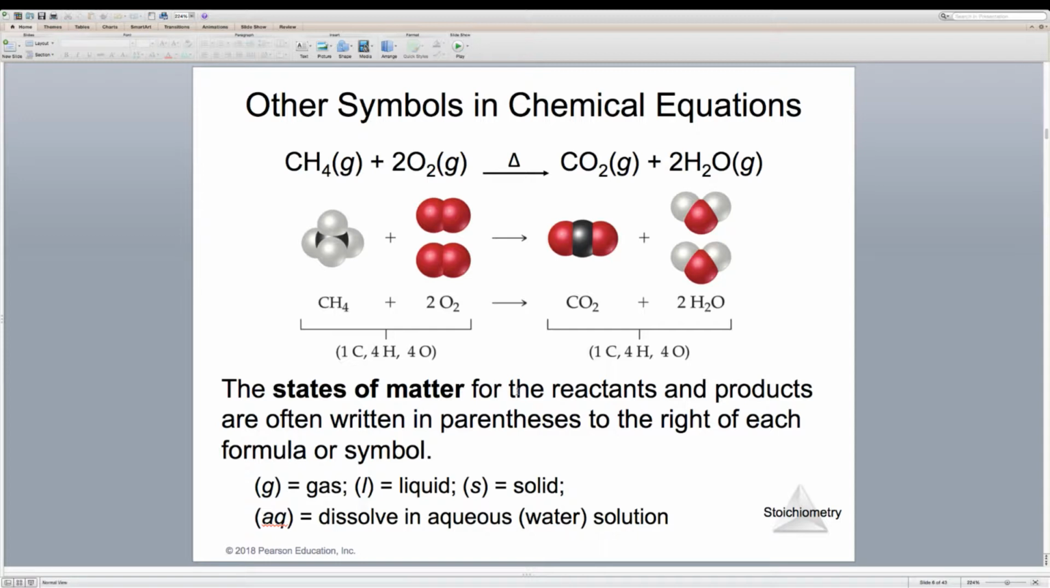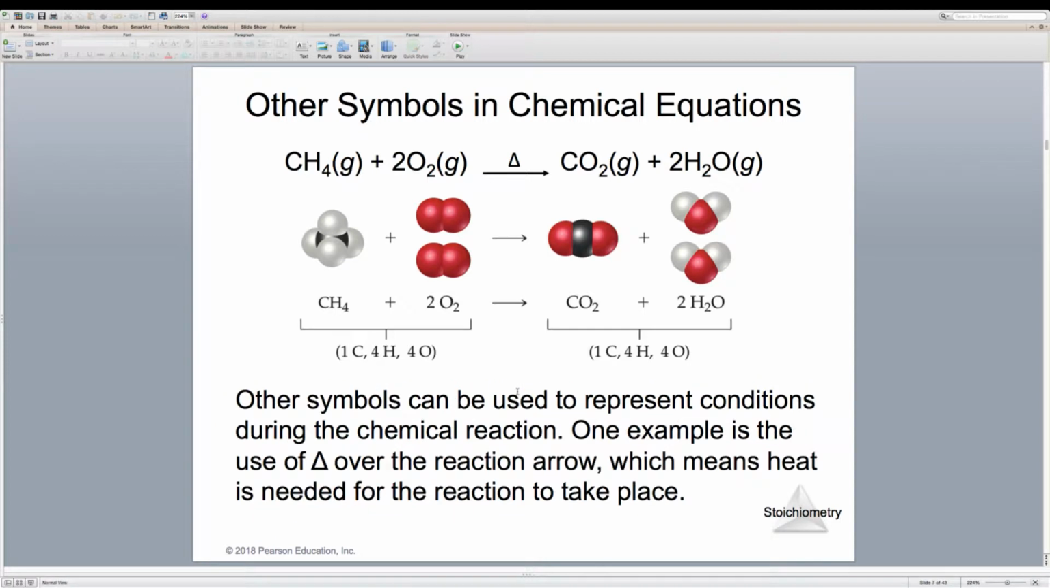I will be asking you for most of this course to make sure that you have your phases, or your states of matter, written on your chemical equations. As you can see here, this is a completely gaseous reaction, combustion of methane, oxygen gas to create carbon dioxide and water. Now that triangle there, delta, means that you're going to have some heat released, and you will need heat present for the reaction to take place.